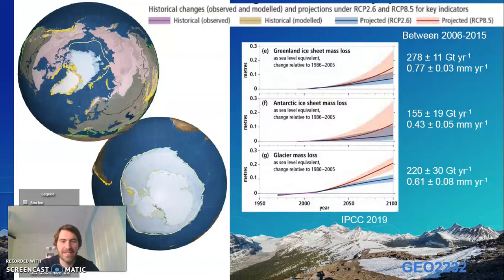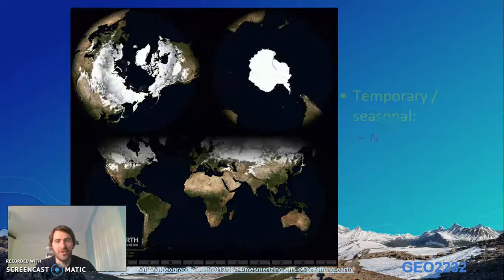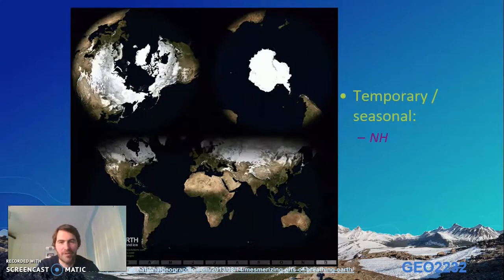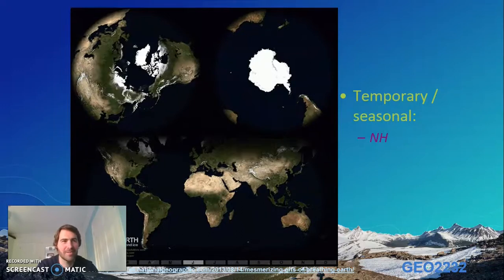We can see that the rest of the glacier mass loss outside of the ice sheets is significant and making a big contribution to sea level rise right now. We also know that the cryosphere, which is an area covered by ice, snow, glaciers and permafrost, is an extremely dynamic part of our global system.